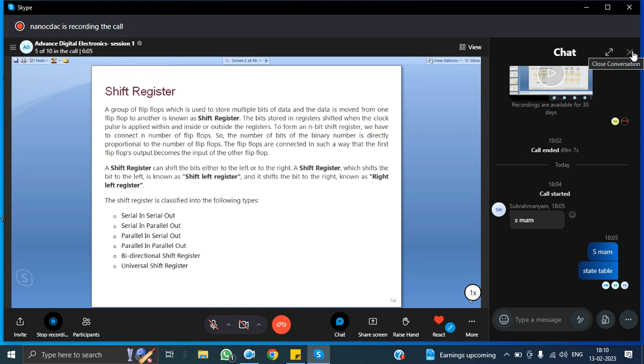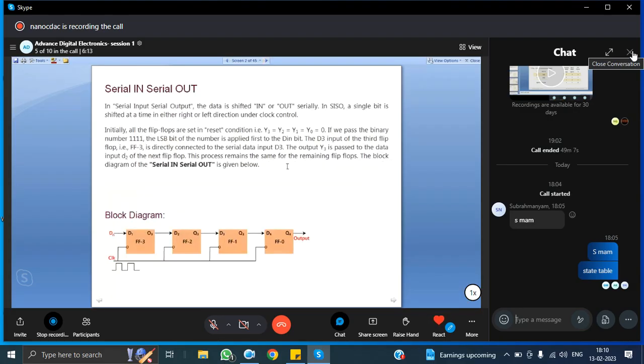I will show you. First, we will discuss the serial in, serial out shift register. Here, this is the data. Don't analyze this circuit; this is just the block diagram. I will show you the operation with the help of the next circuit.